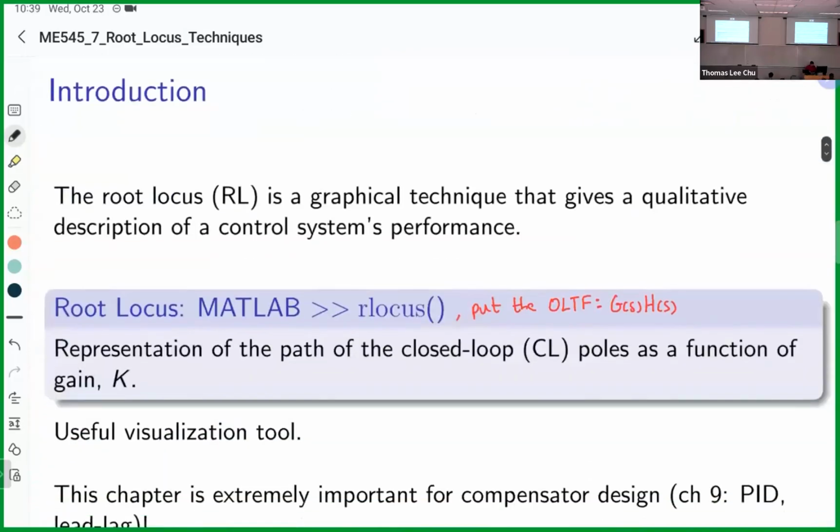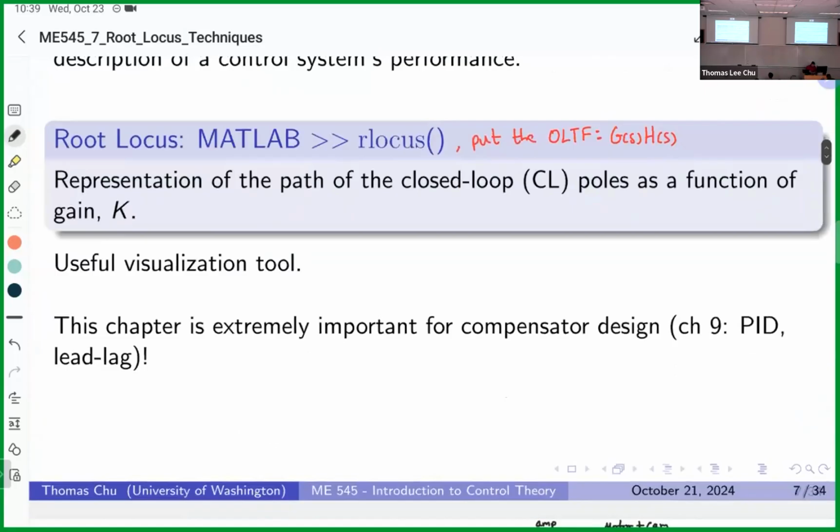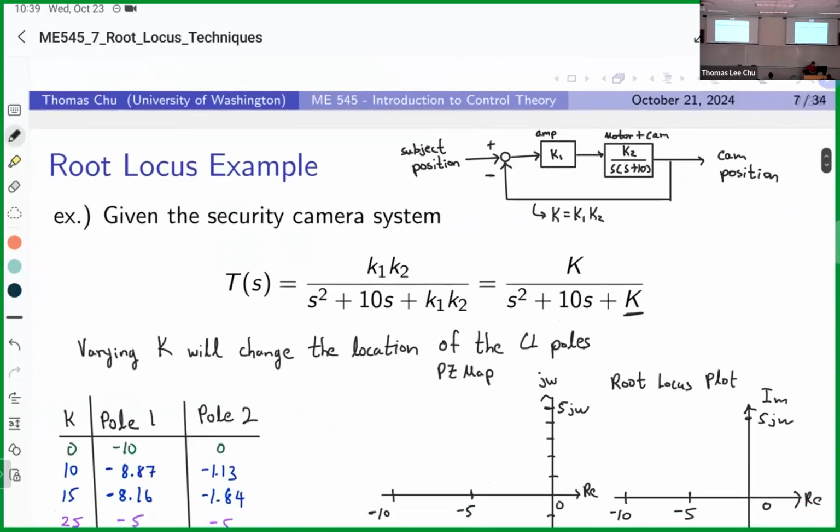So then we talked about the definition here of root locus. It's a graphical technique that gives a qualitative description of a control system's performance. Basically, what we're seeing is just the trajectory of the pole locations on the pole zero map. So this is a useful visualization tool, and it's going to be the foundation for chapter 9.